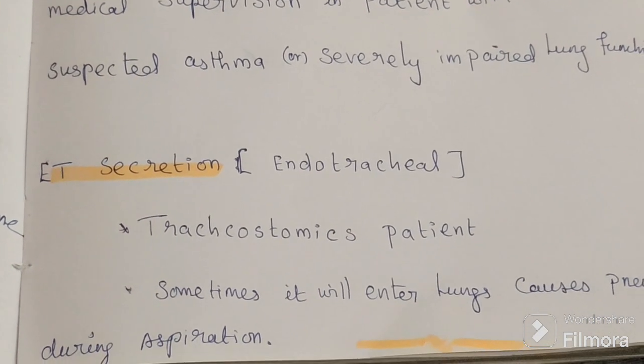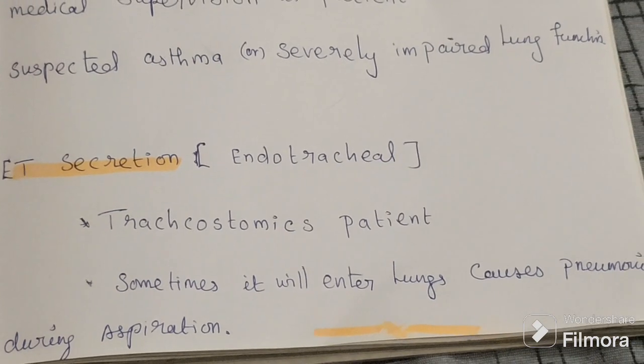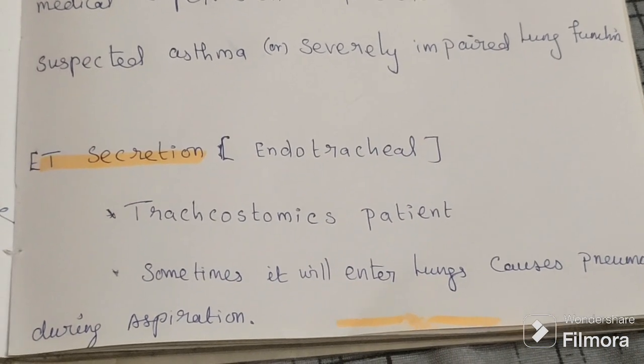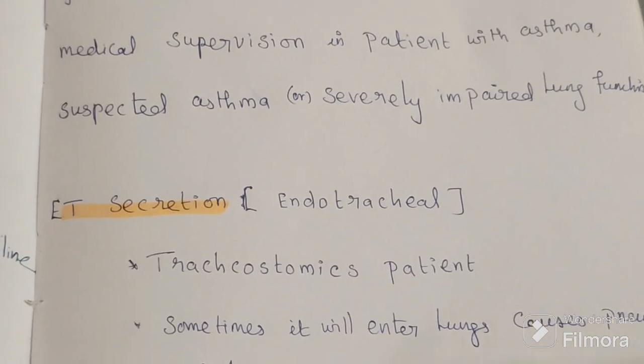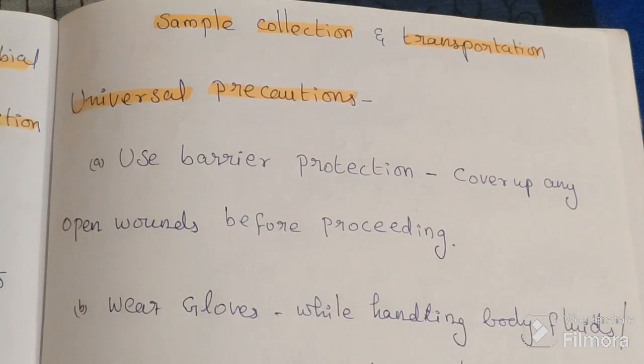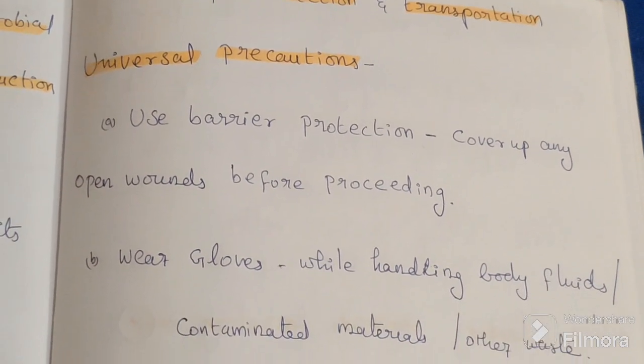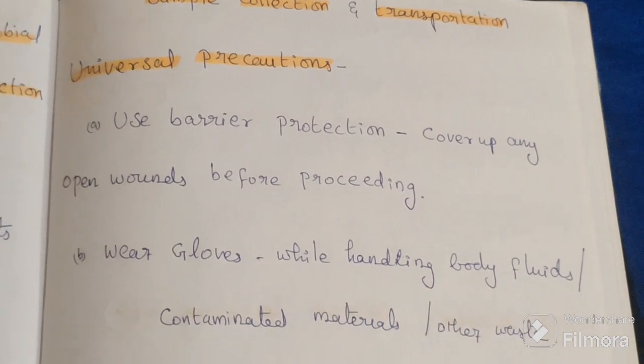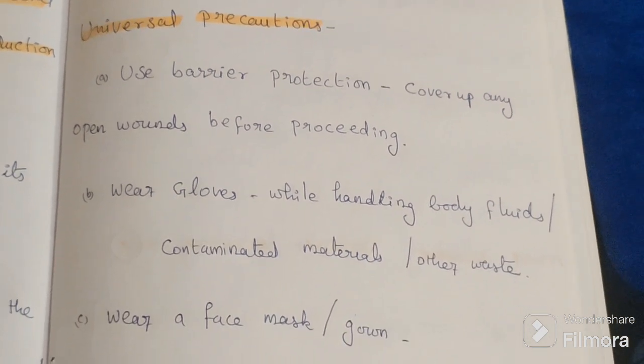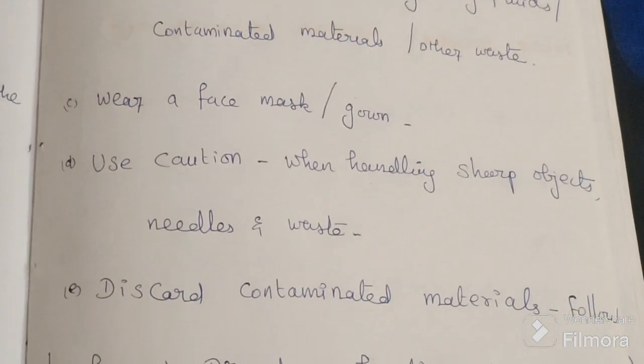The last one is aspirated secretion. Sometimes it enters the lungs and causes pneumonia during aspiration. In this video, we discussed sample collection and transportation. Before, we discussed the universal precaution method.